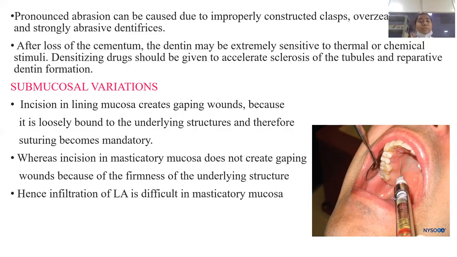Submucosal variation. What will differ in the submucosal category? Incision in the lining mucosa creates gaping wounds because it is loosely bound to the underlying structures, and therefore suturing becomes mandatory. Whereas incision in masticatory mucosa, that is in the hard palate or gingiva, does not create any gaping wounds because of the firmness of the underlying structure. In lining mucosa, it is loosely bound to the underlying structure, hence that creates a gaping wound. Whereas in masticatory mucosa, no gaping wounds are created because of the firmness of the underlying structure. Hence, infiltration of LA is difficult in masticatory mucosa.